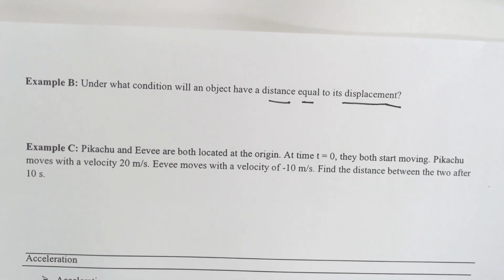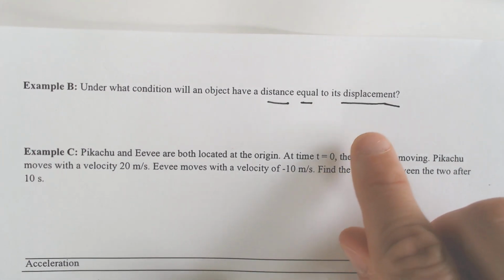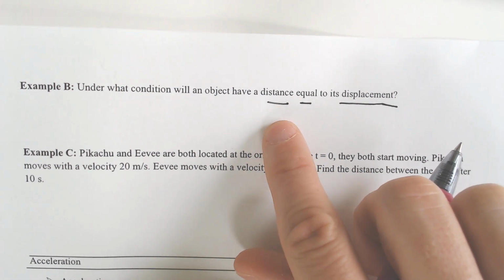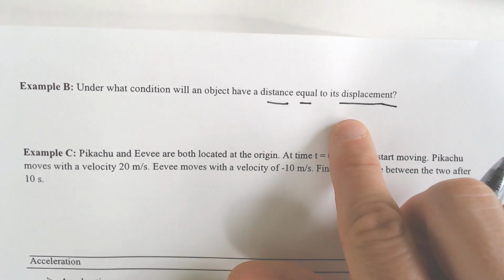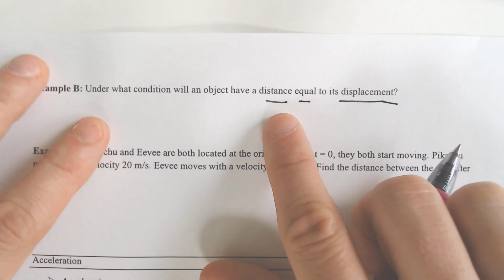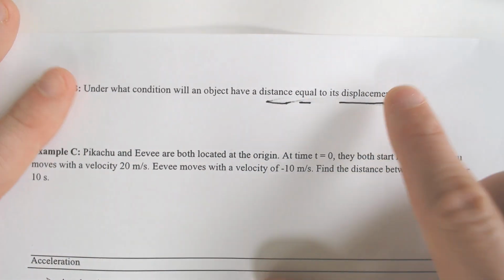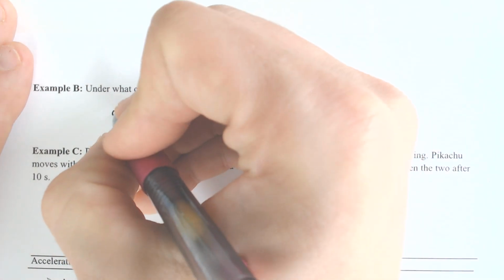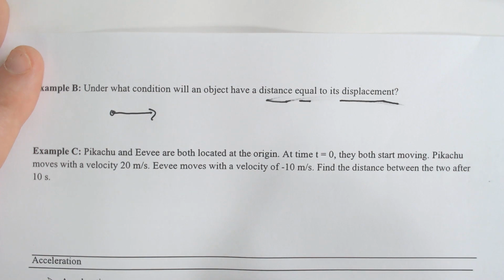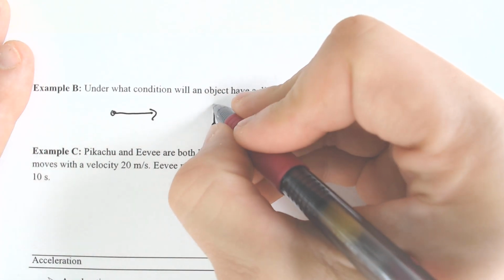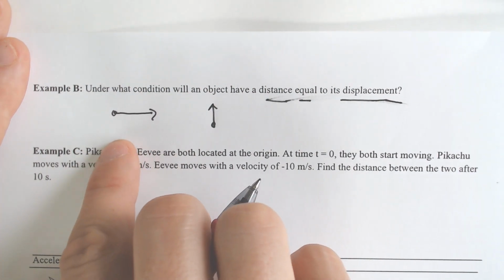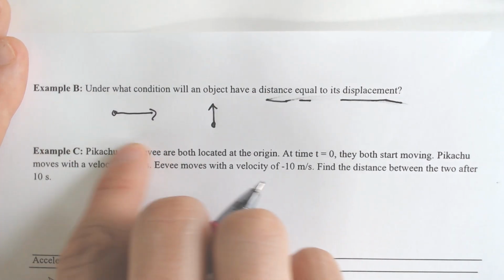And last but not least, we would need the displacement to be positive because distance is always going to be positive. You're not going to travel a negative distance. You can have a negative displacement because you can go backwards, but distance is going to be positive no matter what. So you would need to be either only traveling in the right direction, or only traveling in the upwards direction.